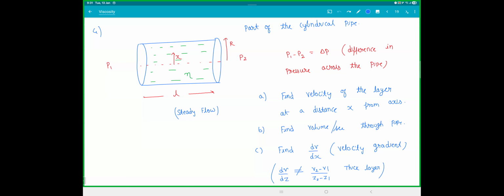So we have a pipeline, inside the liquid is flowing. We took a part of the pipeline. Across the pipeline, the pressure difference is P1 minus P2, length is L, radius is R, the liquid's viscosity is eta. What is the speed? Nothing is mentioned. One thing I know: the speed of the liquid on the edges will be zero. That much we know. What is the velocity of the liquid layer at a distance x from the axis? How much liquid is flowing through the pipe every second? And what is the velocity gradient?